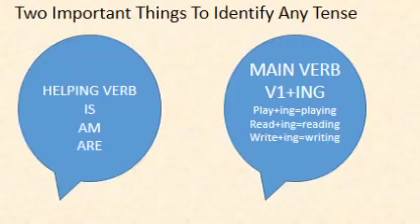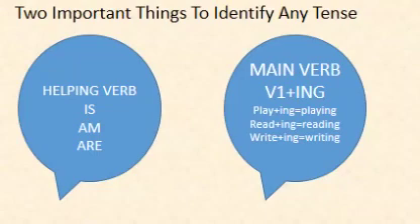So students, now we are going to learn two things to identify any tense. If we know these two important things, we can identify any tense easily. First is helping verb, second is main verb. Without them, no tense is possible. So, if we know about these two things, we can identify any tense easily. First is the helping verb.